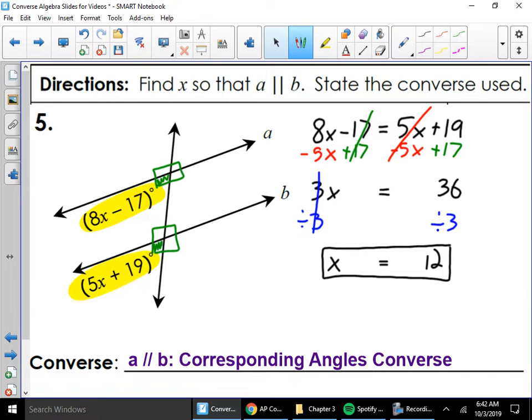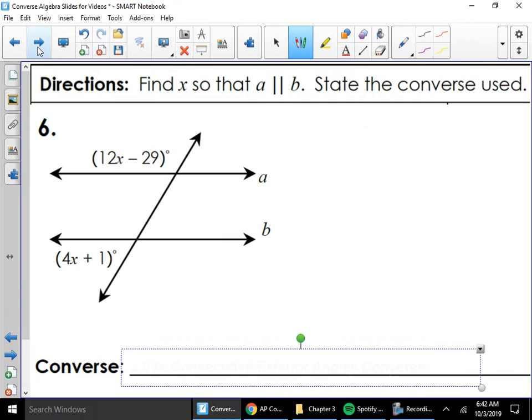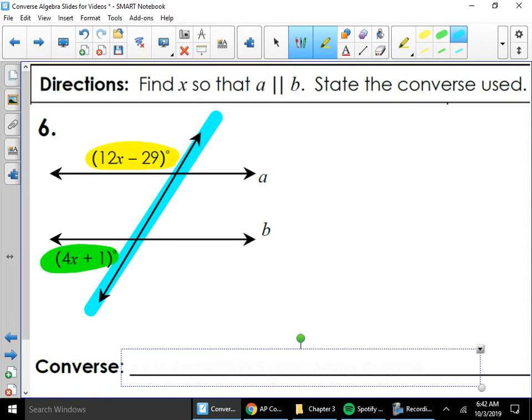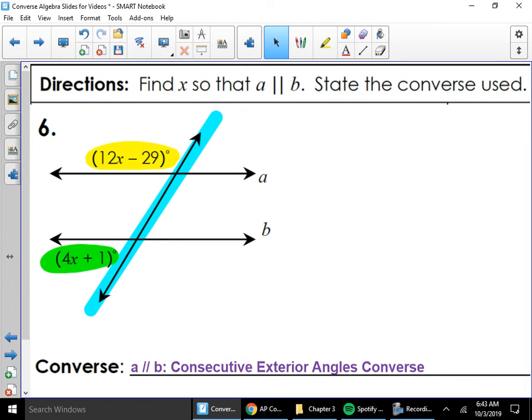So this was an example where there was equality. We wanted these two angles to be equal. Let's jump over to 6. In example 6, notice now what we have are angles on the same side of the transversal, highlighting the transversal there in blue. Both my yellow angle and my green angle are on the left side of the transversal. So they are consecutive and they are exterior. So the converse we're going to use here is a consecutive exterior angles converse, which tells us that these angles should not be equal, they should be supplementary.